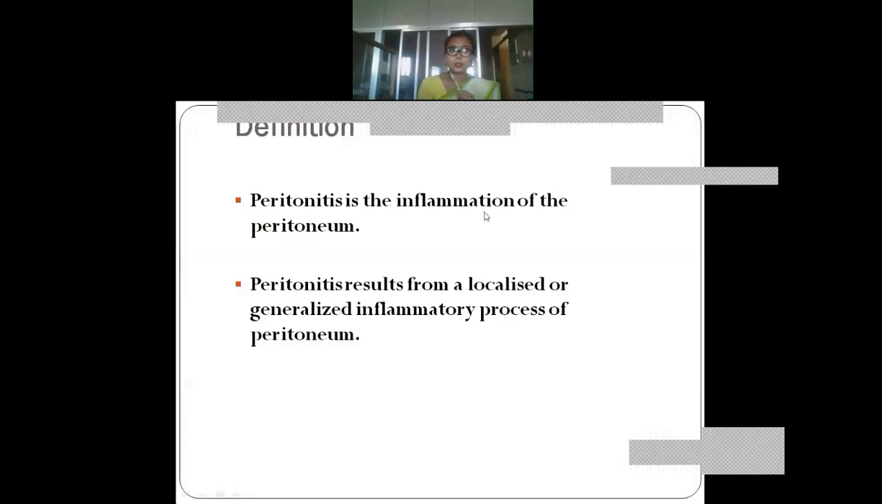So peritonitis is the inflammation of the peritoneum, and peritonitis results from a localized or generalized inflammatory process of the peritoneum. So localized means only in a specific area, okay? And generalized means the whole peritoneum. So if there is any inflammatory process in the peritoneum, that can lead to peritonitis.